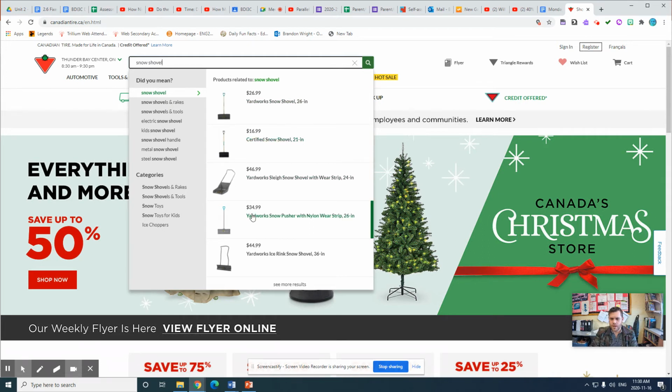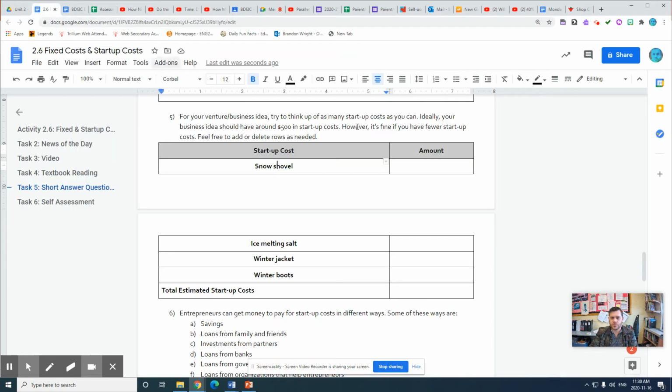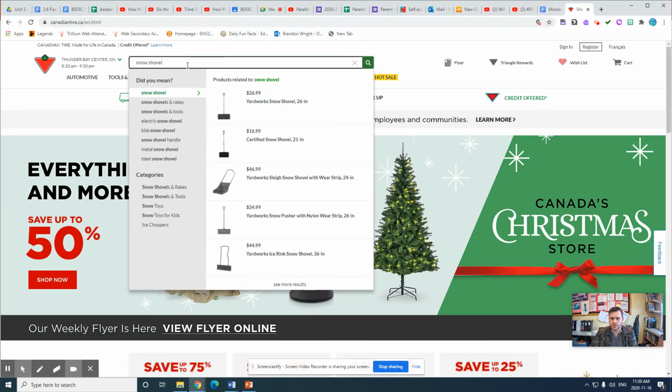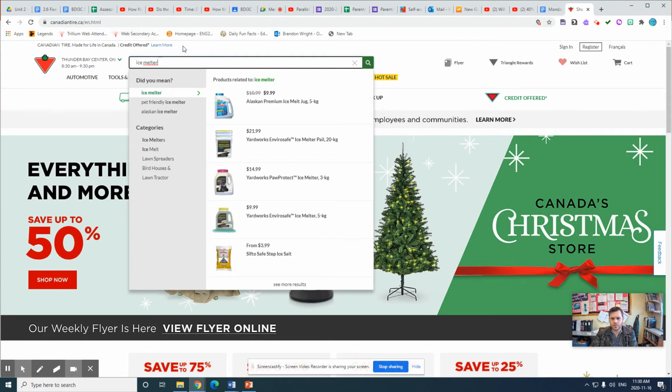All right, I can buy a pretty good shovel for, say, 35 bucks. We'll go back. I'll put $35 there. Let's see, ice melter. I can get 20 kilograms of it for $22.